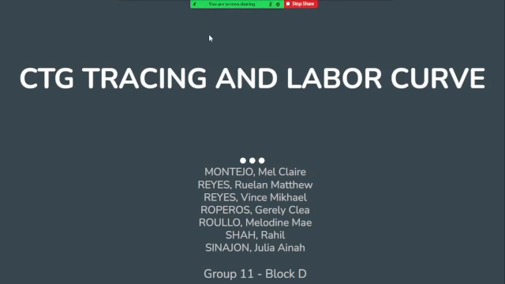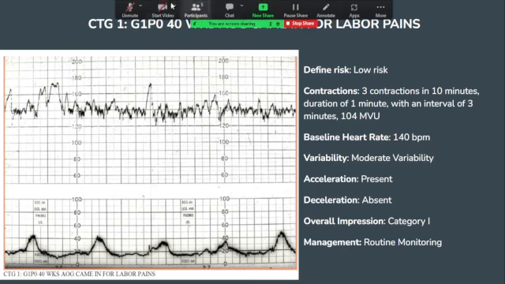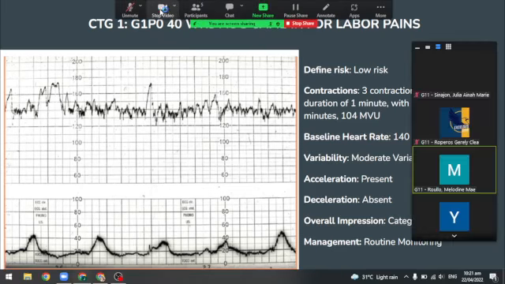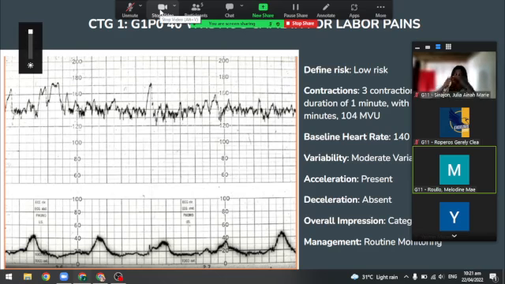So this will be our activity for today, CTG tracing and labor curve. Next slide please. So for CTG tracing 1, Gravida 1, para 0, 40 weeks age of gestation, came in for labor pain. So for our interpretation, doc, the defined risk is low risk.